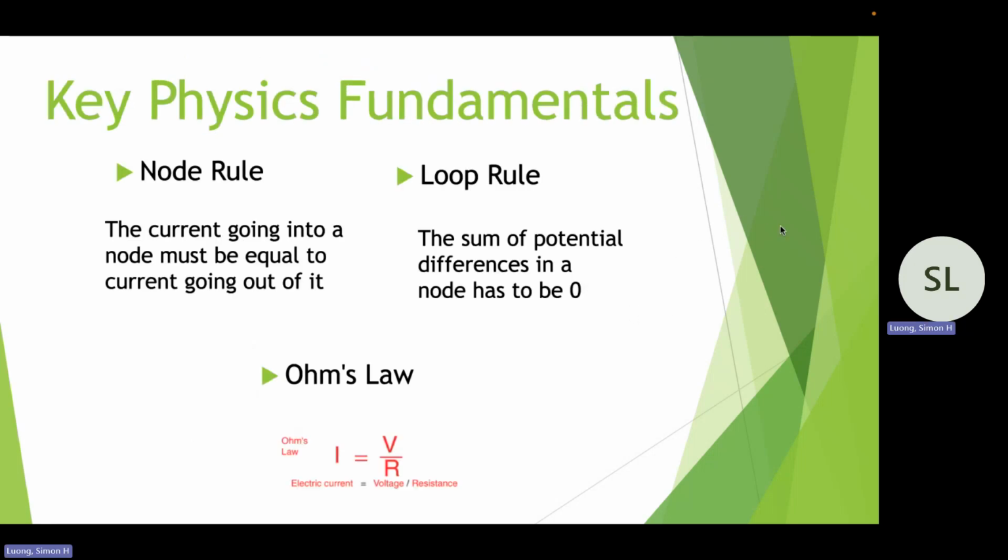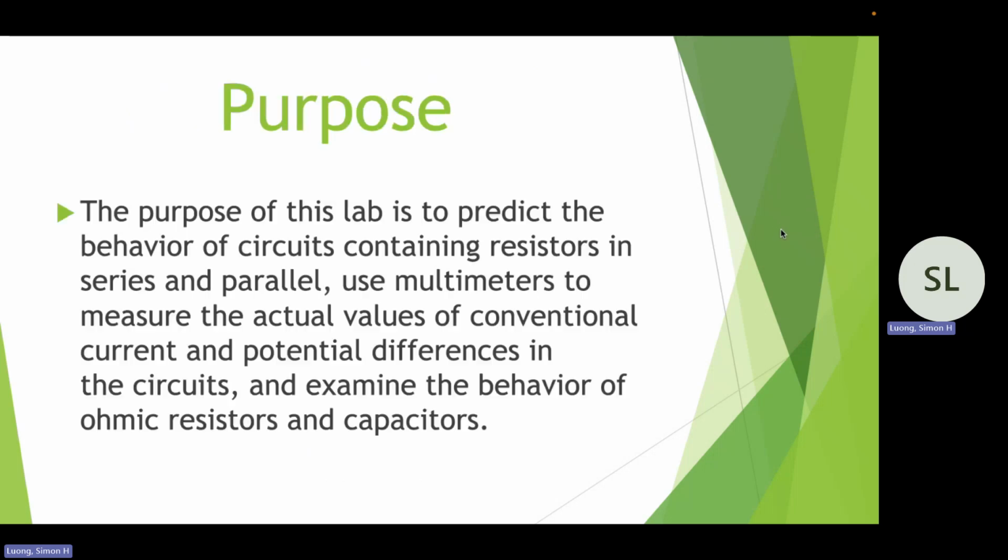So in terms of key physics fundamentals, I'll be going through the node rule, which is that the current going into a node must be equal to the current going out of it. The loop rule, the sum of potential differences in a loop has to be 0. And finally, Ohm's law, which is electric current equals voltage divided by resistance.